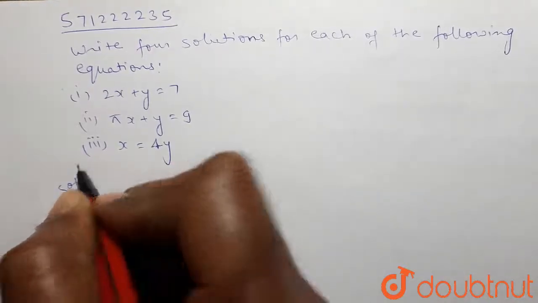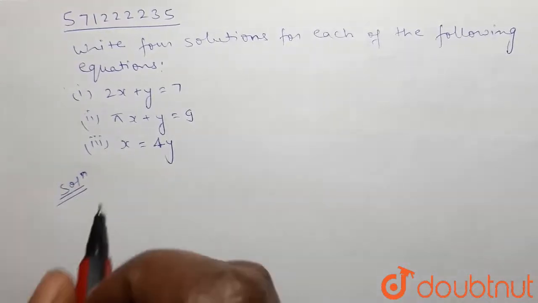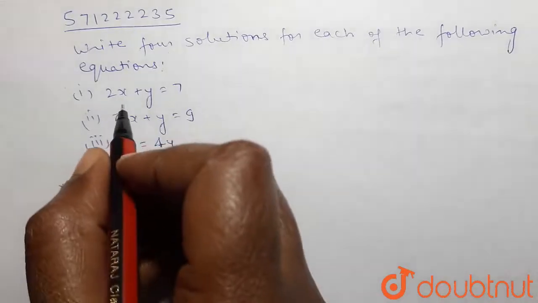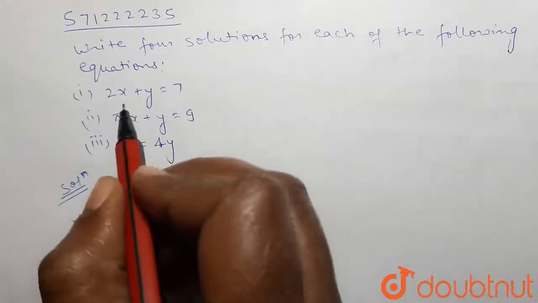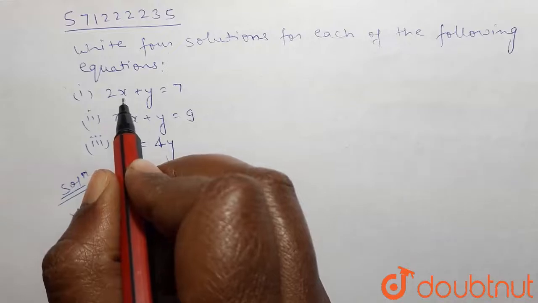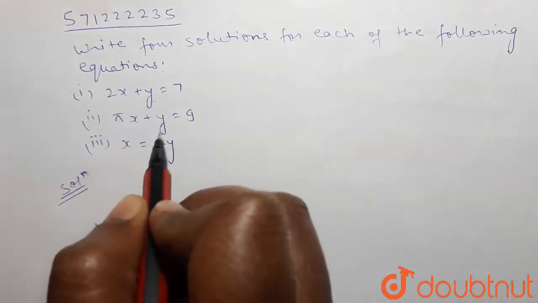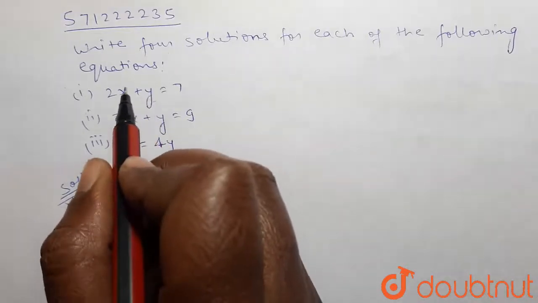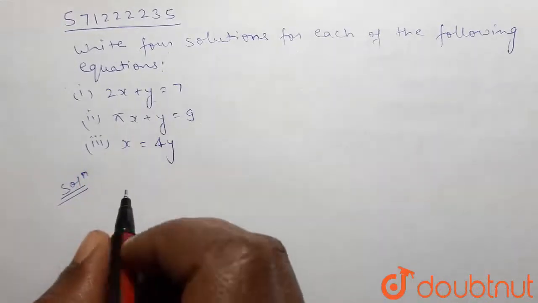So a solution of an equation is a pair of values of x and y. We are given equations in two variables, that is we have a variable x and a variable y, and these equations are also in linear form because the maximum power of x and y here is 1. So these are the linear equations in two variables.